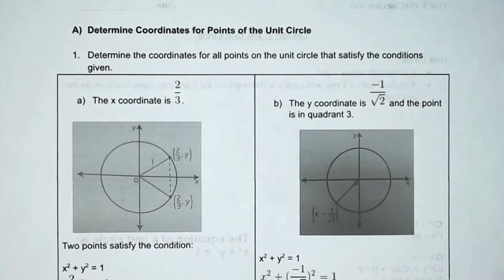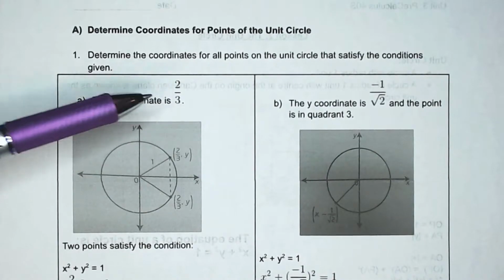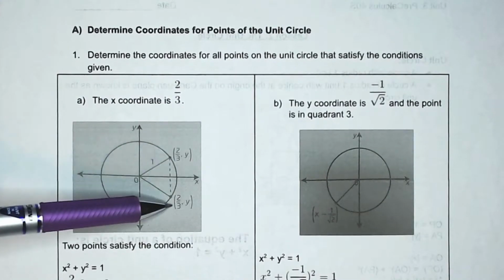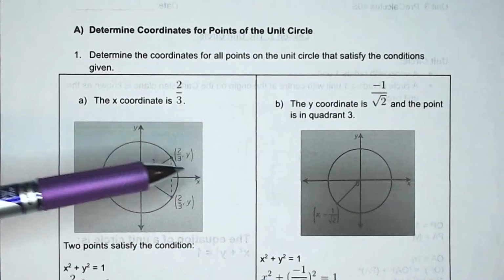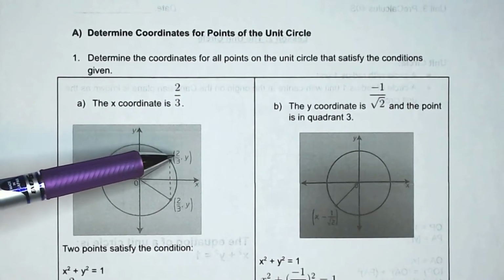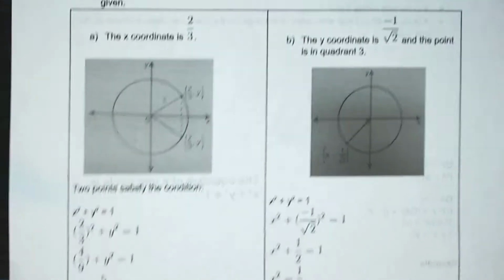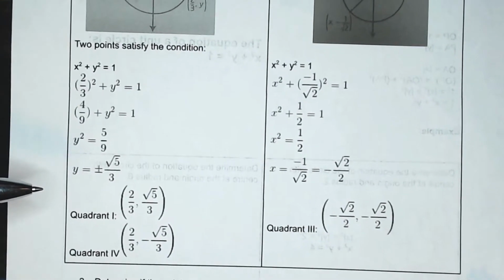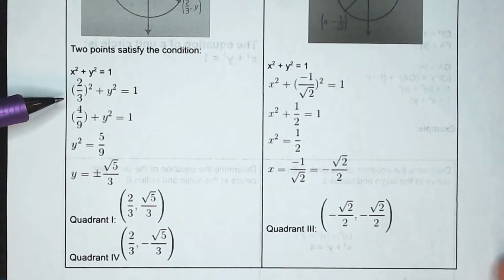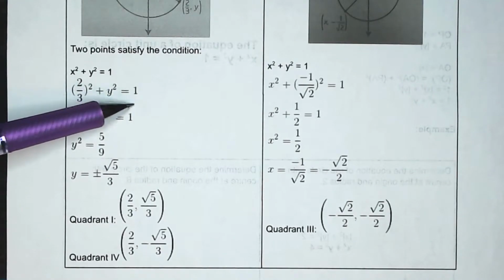Something that we can do with this information is determine the coordinates for all points on the unit circle that satisfy the conditions given. So it says here the x coordinate is positive 2/3. That means that it needs to be in the positive x realm, or from 0 this way. Remember, all x's on this side would be negative. So we have a value of x is equal to positive 2/3 or 0.66. Once we know that, we can just plug it into our formula to figure out what y equals. So we have 2/3 squared plus y squared equals 1.